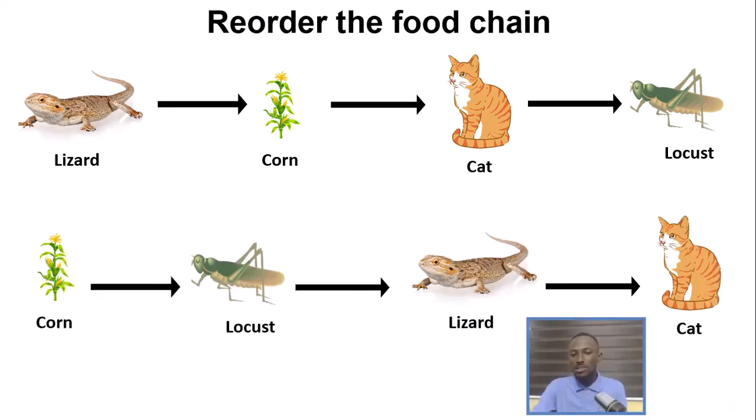Have a look at this. We have corn to locust to lizard to cat, and this makes complete sense because the corn in this scenario is a producer. Then the locust feeds on the leaf of the corn. And what happens to the locust after it has gotten the energy? Lizard is able to feed on the locust and gets that energy from it. And then the cat comes in and grabs the lizard for food and gets that energy for itself. So this is basically the right order this food chain is supposed to be.